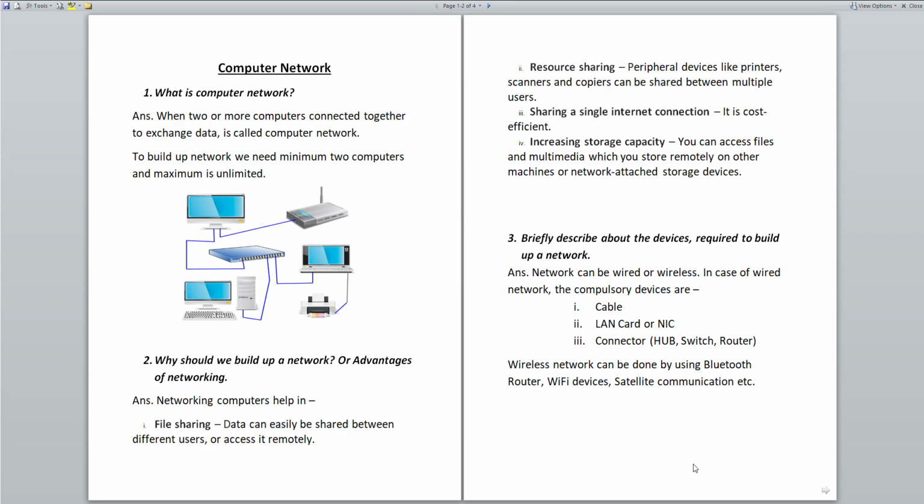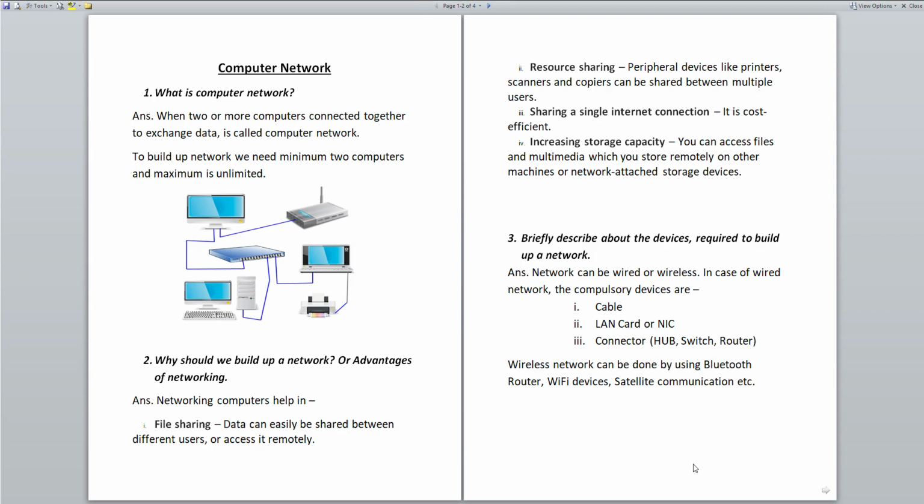When two or more computers are connected together to exchange data, it is called a computer network. Did you understand? That means for establishing a network, at least we need two computers, and the maximum can be any number, as you can see in the picture here.